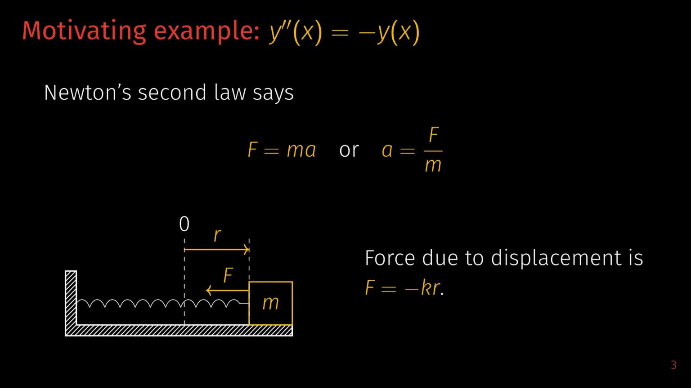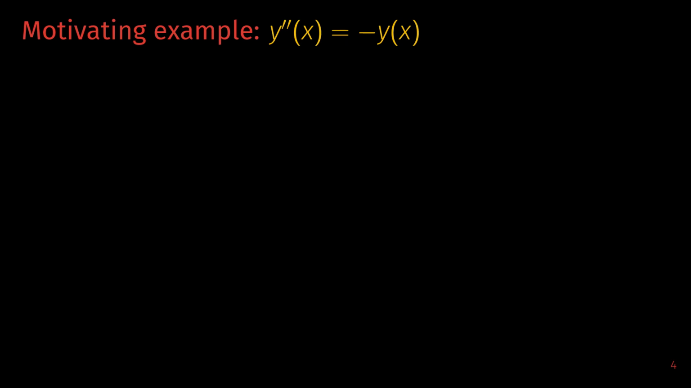Now that's of course a model of how springs work, and it's not an ideal model, but it's a pretty good approximation. And what it basically says is that the force is going to be proportional to the displacement r, and it's going to be acting in the opposite direction to that displacement, which is why we have the minus sign. What we can do now is plug this into Newton's second law.